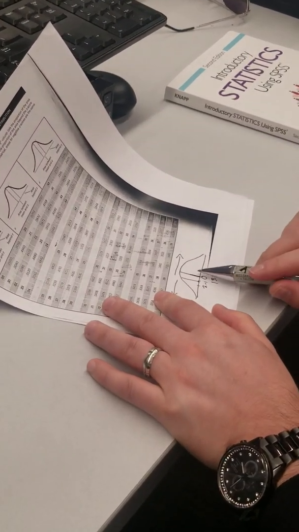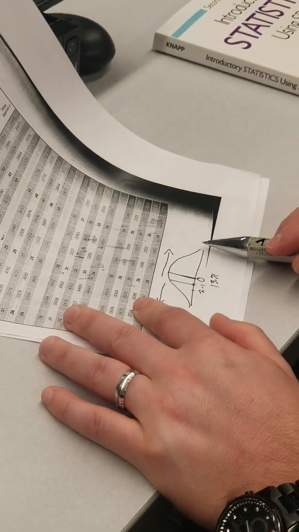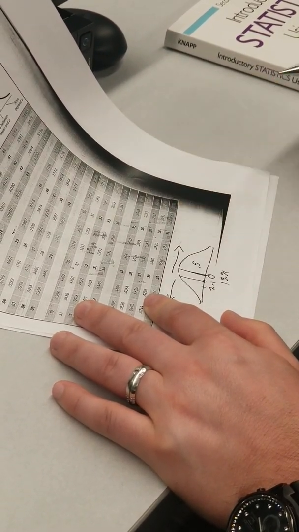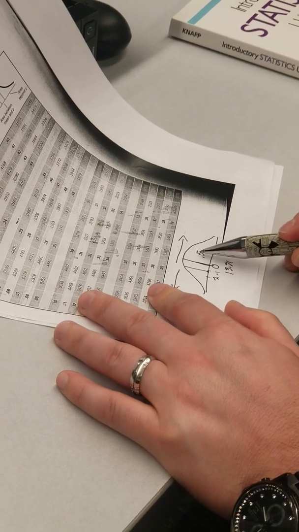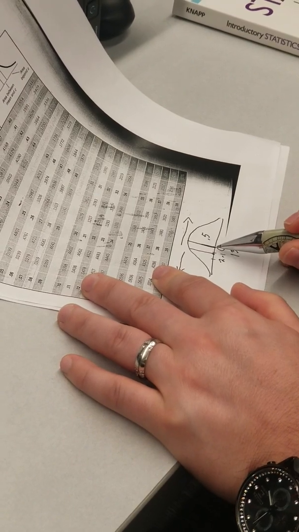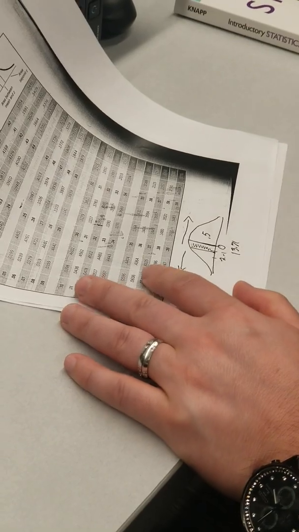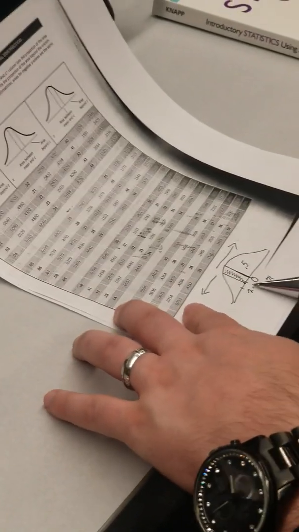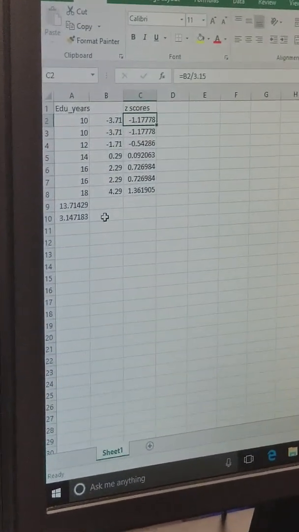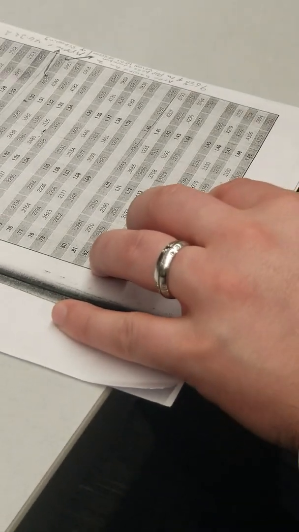Remember, how much of the population is on this half of the graph? If it's exactly half, 50%, so 0.5. We already have that amount. Now, to figure out how much of the population has more education, we already have this number. We just need to find this number here. So we come to our table and find negative 1.17, or 1.17. It's not negative. Here's what we found.